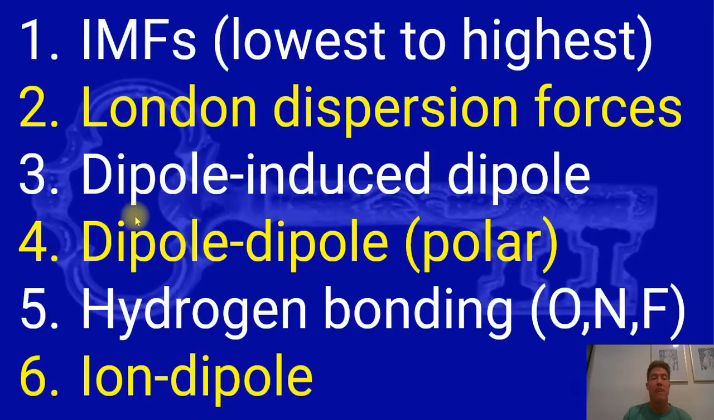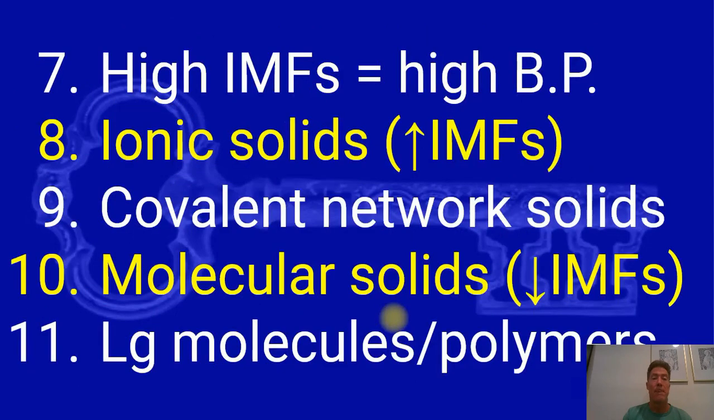Okay, key concepts. IMFs, ranking IMFs from lowest to highest. London dispersion forces are the lowest, although they can be the net greatest in large molecules. Dipole induced dipole, dipole-dipole, which happens with polar molecules. A particular kind of dipole-dipole interaction known as hydrogen bonding, which occurs when hydrogen is bonded to O, N, or F. And then finally, ion-dipole interaction, which is the strongest.